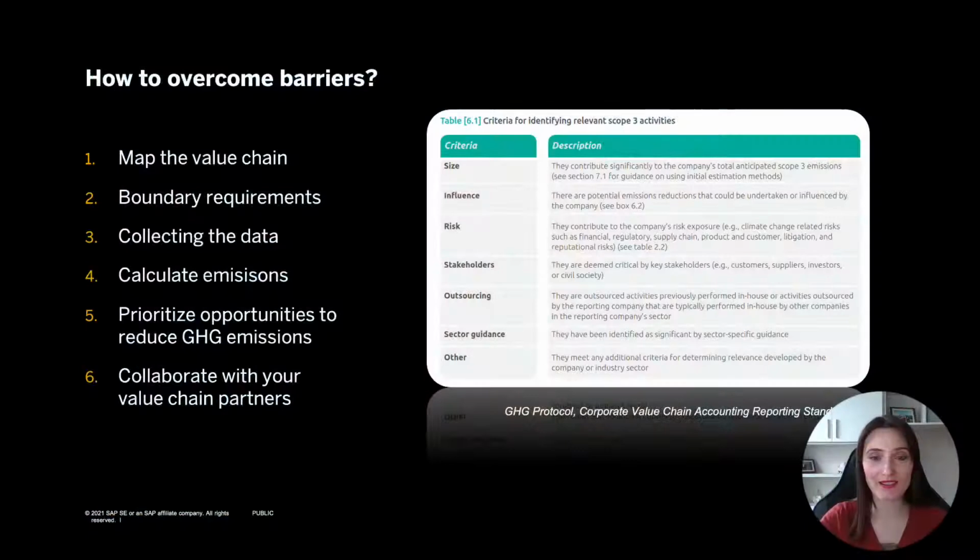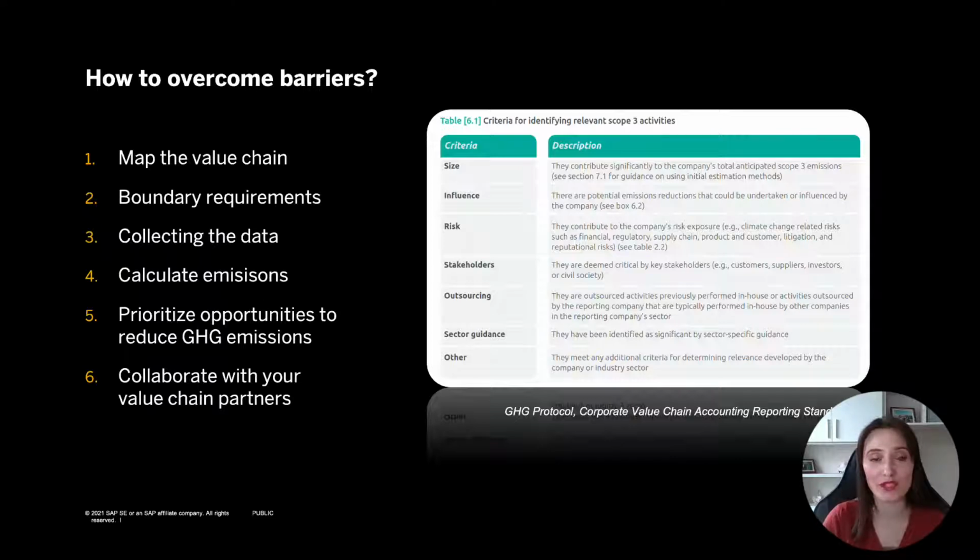Thank you, Carlos, for that comment. Very useful. So going back to our slides and how we can overcome the barriers, once you calculate your emissions, of course, you should prioritize your opportunities to reduce the GHG emissions and collaborate with your value chain partners in order to do that. And there are also solutions to look at the priorities that you have in reducing these emissions.